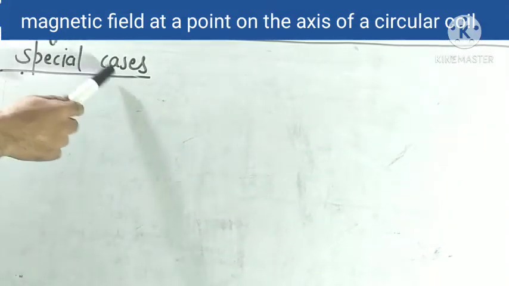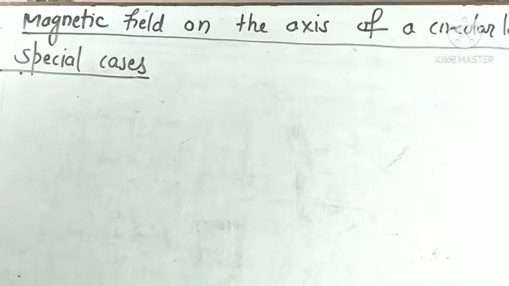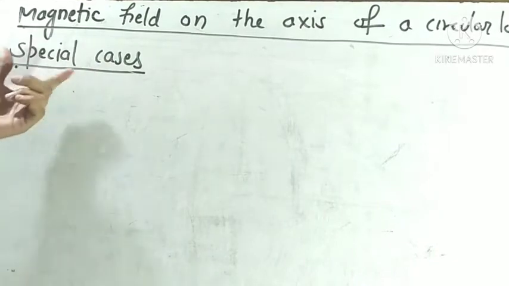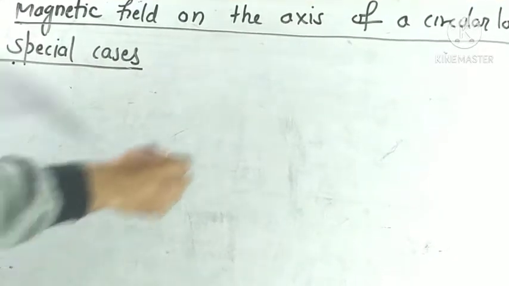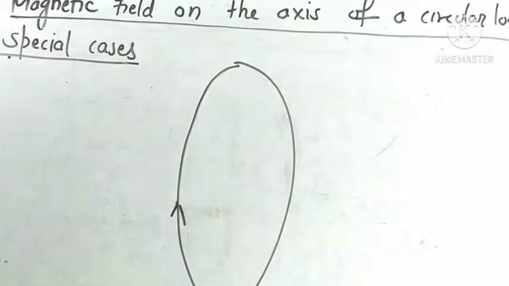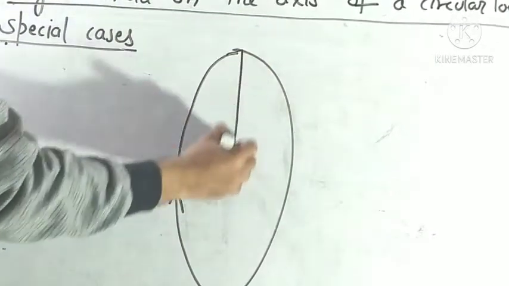Today our topic is special cases of the magnetic field on the axis of a circular loop. I already discussed this topic in my previous lecture, so today I will discuss its special cases. I revise it again. Firstly, we take a current carrying conductor in the form of a circular loop or circular ring having radius r.